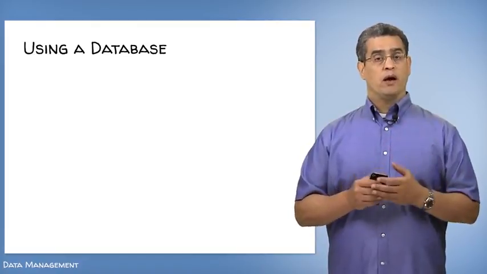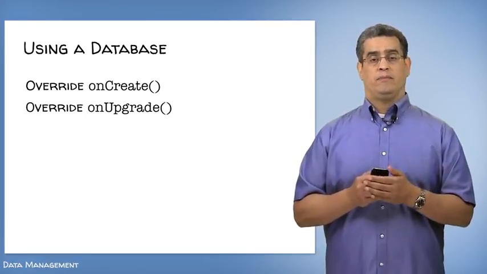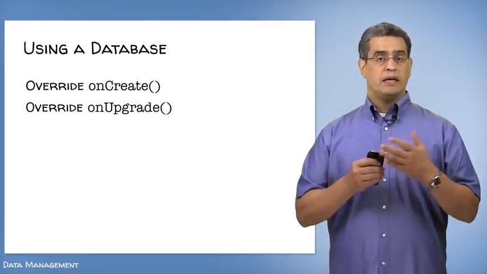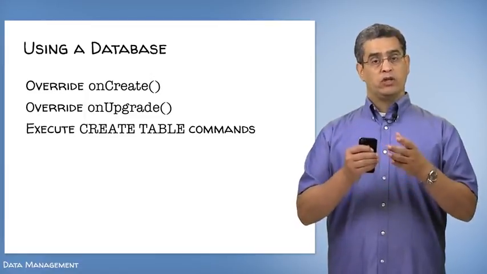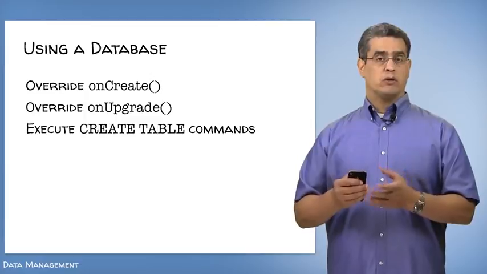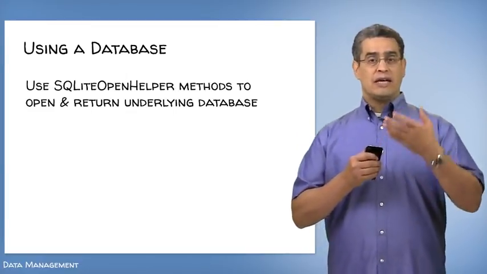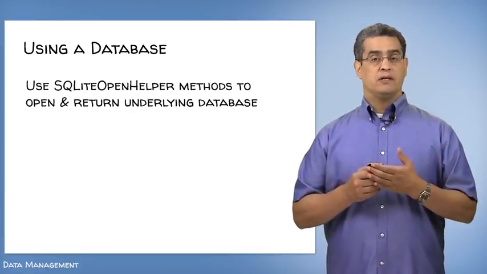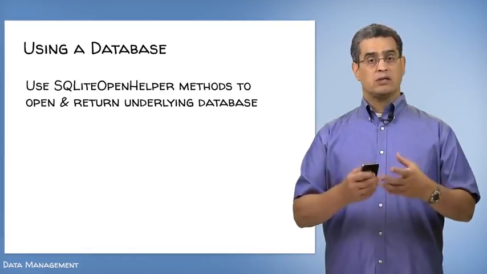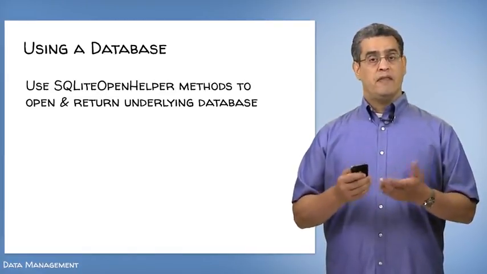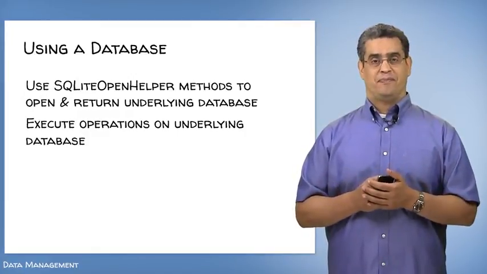Next, you'll override the onCreate method, the onUpgrade method as well. Now typically, in onCreate, you'll execute one or more create table commands which define the database's structure and layout. And after that, you'll use the SQLiteOpenHelper methods, for example, to open and return the underlying SQLite database. And then you'll execute operations on the underlying database.